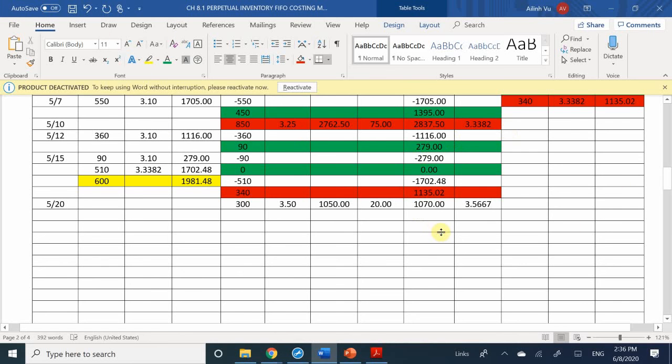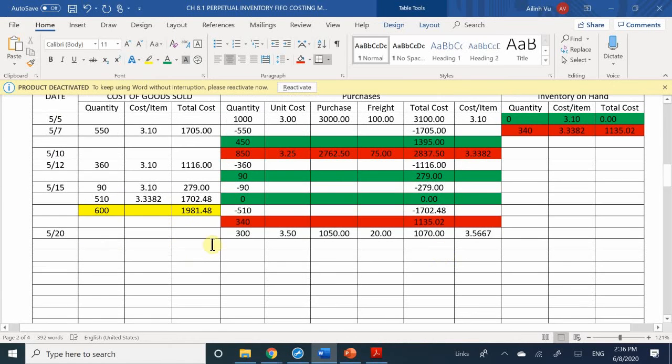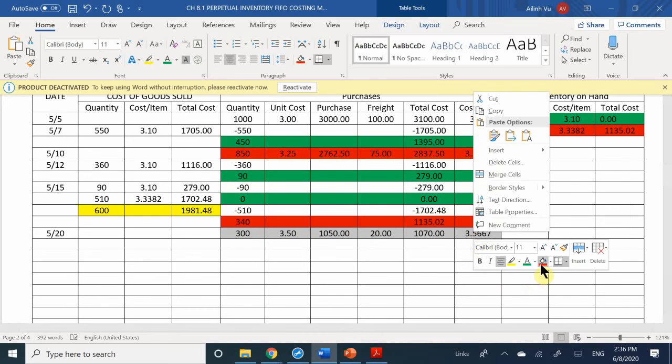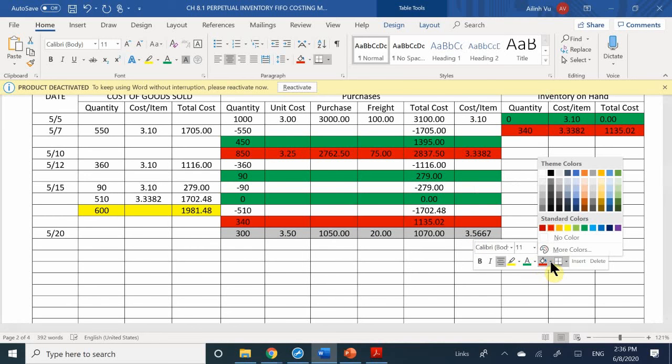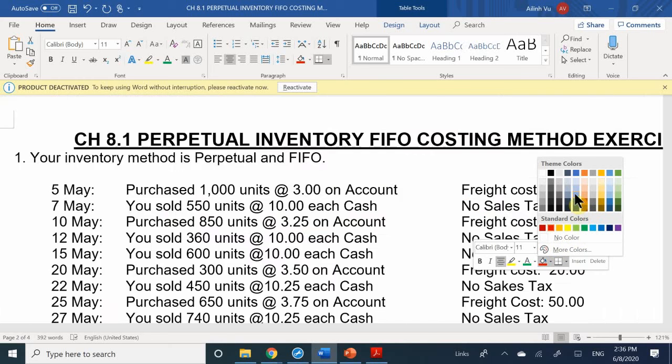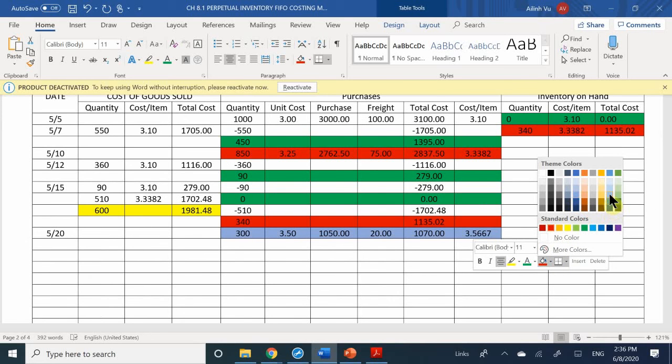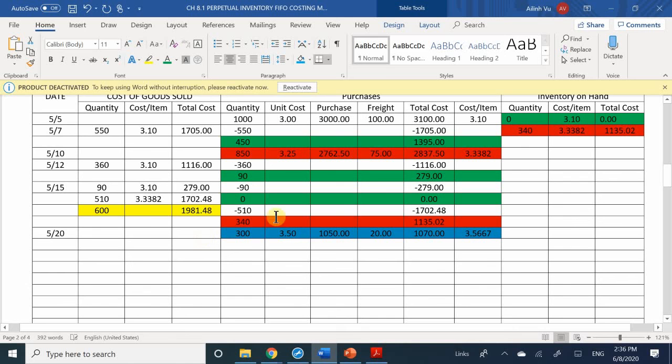Okay. So now that we have our third batch, I'm going to color this. I think I'm going to make it gold. No, because we already have yellow. So let's do a nice blue. Let's make it a sky blue. Wow, that is so bright.